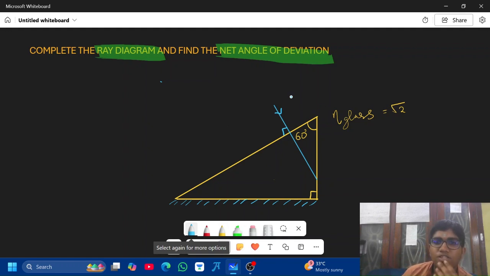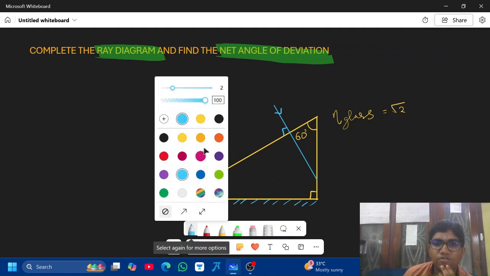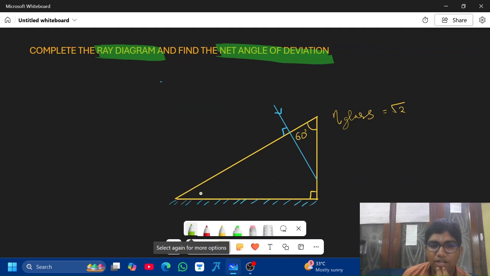Now, looking at the question, we observe that there's a mirror at the base of the prism, and the prism is a right angle prism, so we can mark the angle here. To differentiate between the answer and the question, I'll turn my pen into green. So we understand this is 30 degrees. This is 90, so this will be 90 degrees.